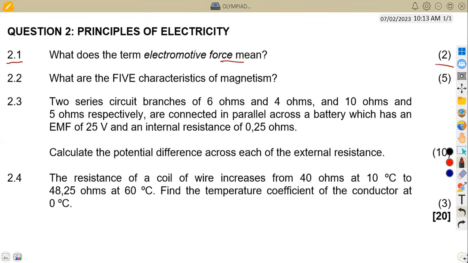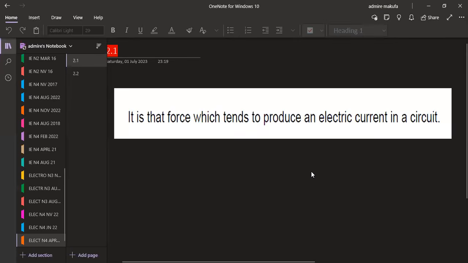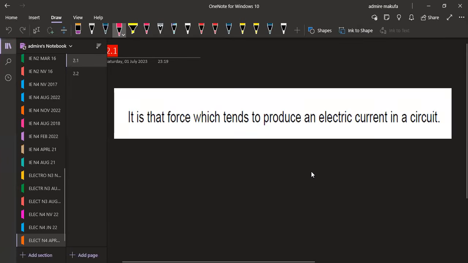So if we are to check here for the electromotive force, we are talking about the force which tends to produce an electric current in a circuit. So that is what we are referring to as the electromotive force in this case. All right, so that was the first part of our question.